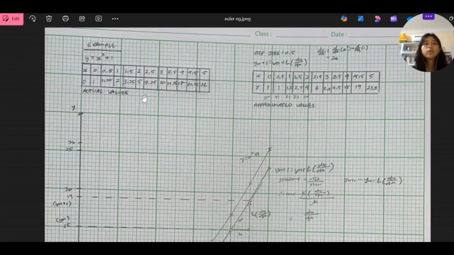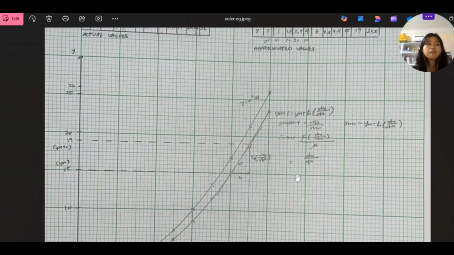I'll be using the equation of y equals x squared plus 1 to explain the process of the Euler method and to derive its formula. So after choosing a step size, h, of 0.5 and deriving that my dy/dx equals 2x, I found my approximated y values by using the Euler formula, which is y_{n+1} equals y_n plus h, the step size, multiplied by the dy/dx, which we found was 2x.